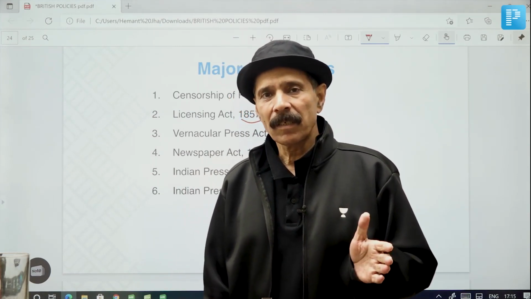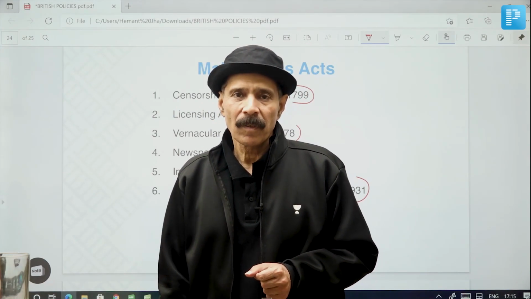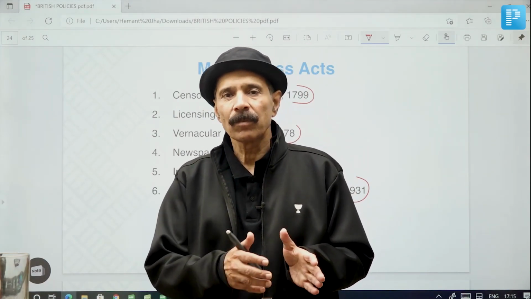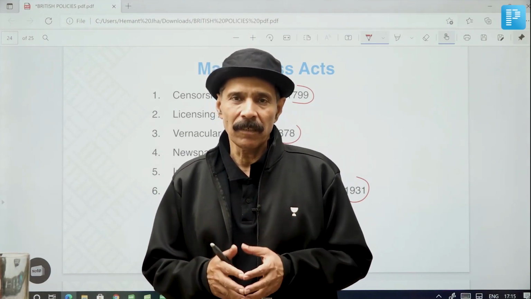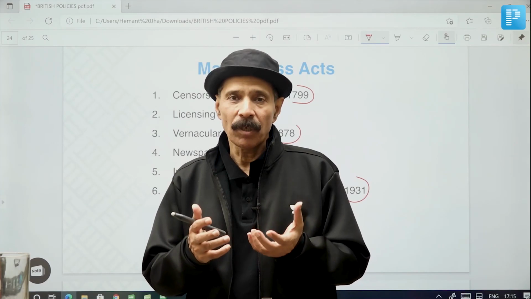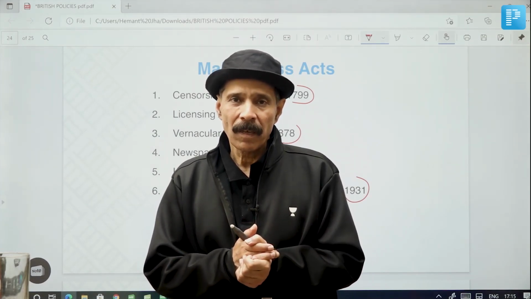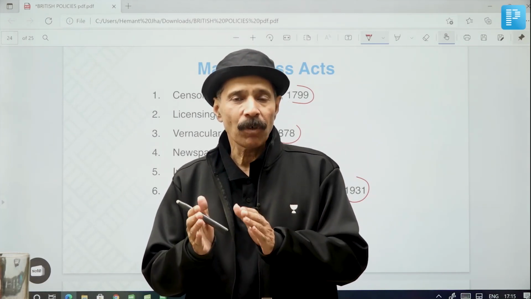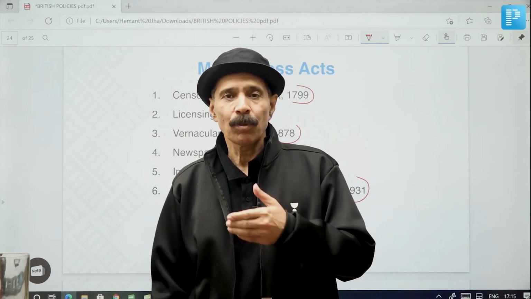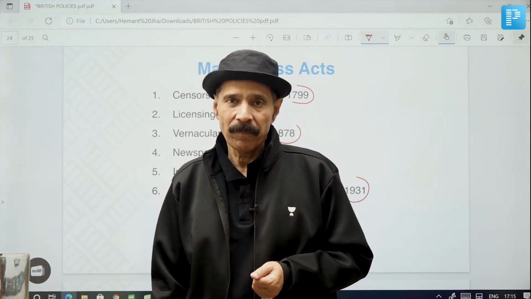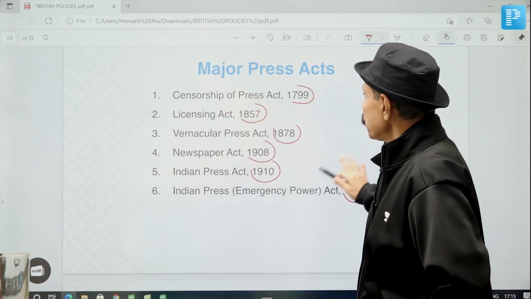And with the rise of the Indian national movement, 1885 onwards, we find almost all the major national leaders used the press as an important instrument for propagation of nationalist ideas. So the British policy from the beginning was hostile to the press, but it became more hostile to the nationalistic press. So here, the major press acts were passed during these years.